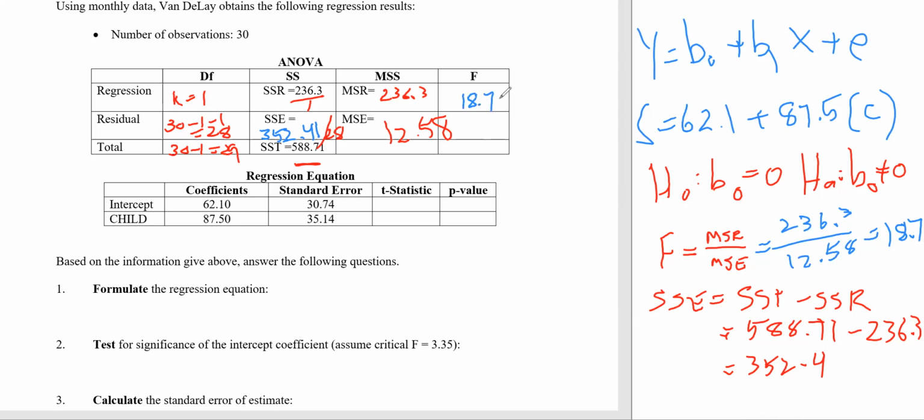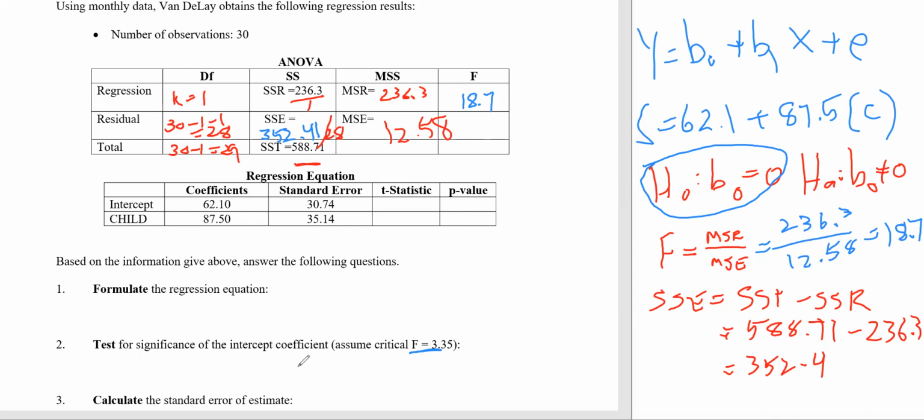So given an F value of 18.7 and a critical value of 3.35, we can certainly reject the null. We're going to reject this null, and we're going to conclude that the intercept is statistically significant. That's how we would run through this. It said calculate the standard error of estimate in number 3.